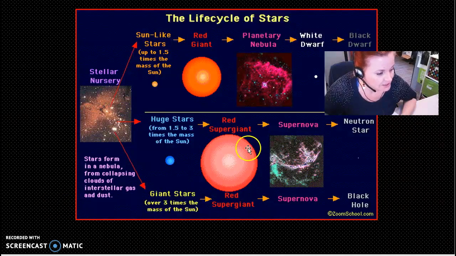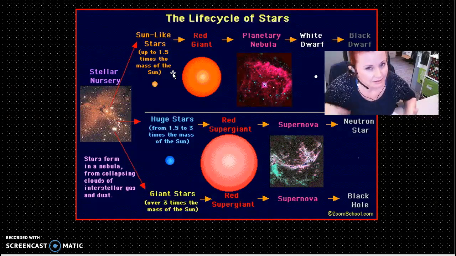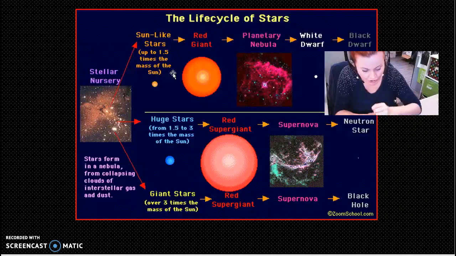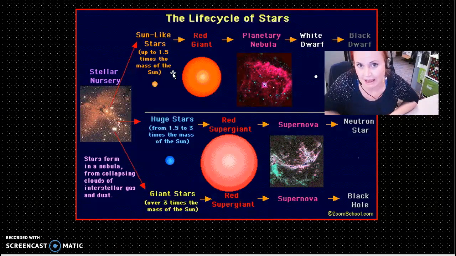On the other hand, smaller stars like our sun are not as energetic at the core. That means when they're expanding and contracting and going through these throes of death at the end of their lives, they will not have such a dramatic ending. They end as a planetary nebula, which ends up becoming a white and black dwarf over time.